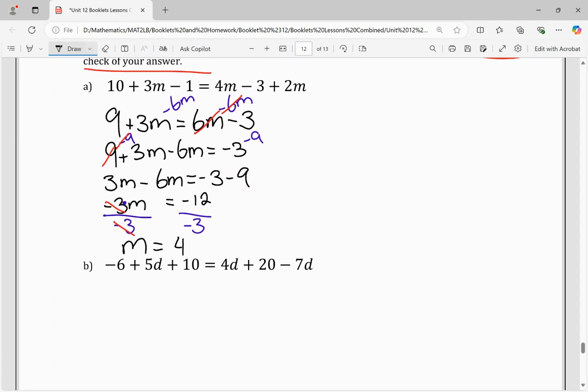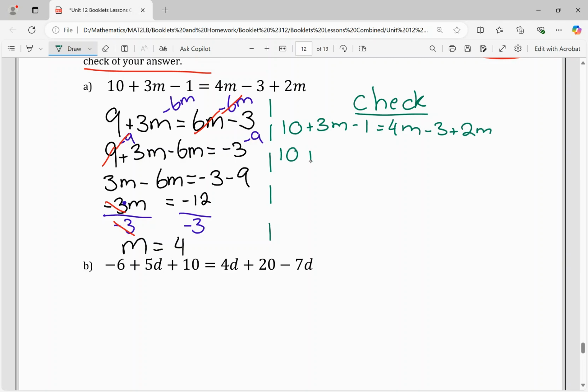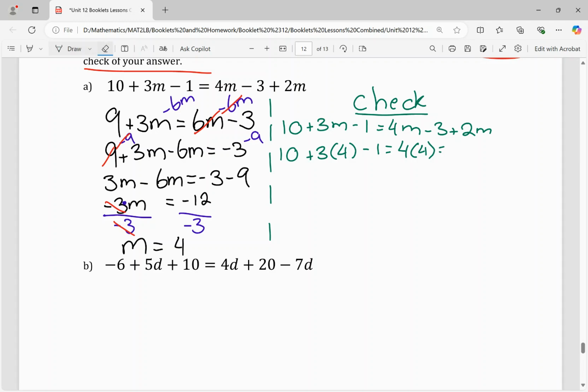Good. Now, this was a pretty complicated question, so it's worth checking our answer, right? Because it's hard to visualize. If I plug in 4 for m, will it work out? So let's make sure that we check. Now, our original statement was 10 plus 3m minus 1 equals 4m minus 3 plus 2m. And I'm going to rewrite that, but everywhere that I see an m, I'm going to write 4 instead, because in theory, we think that m equals 4 is the solution, the answer that will make the left-hand side equal the right-hand side.